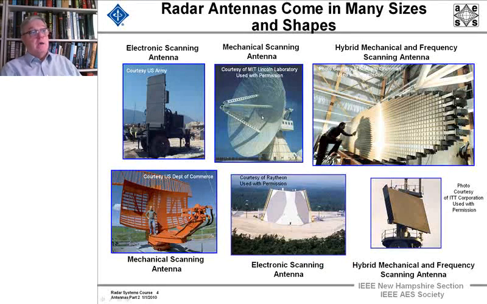And this would be a classic mechanical scanning antenna. Or this is TRADEX out at Kwajalein. This is an ASR-9. But we've got these other antennas here and here and here and here. And they've got flat faces. And as I mentioned before, these two antennas scan mechanically in azimuth. This antenna is an array of slots where the radiation is emitted out of the slots. And this is a frequency scanning antenna.